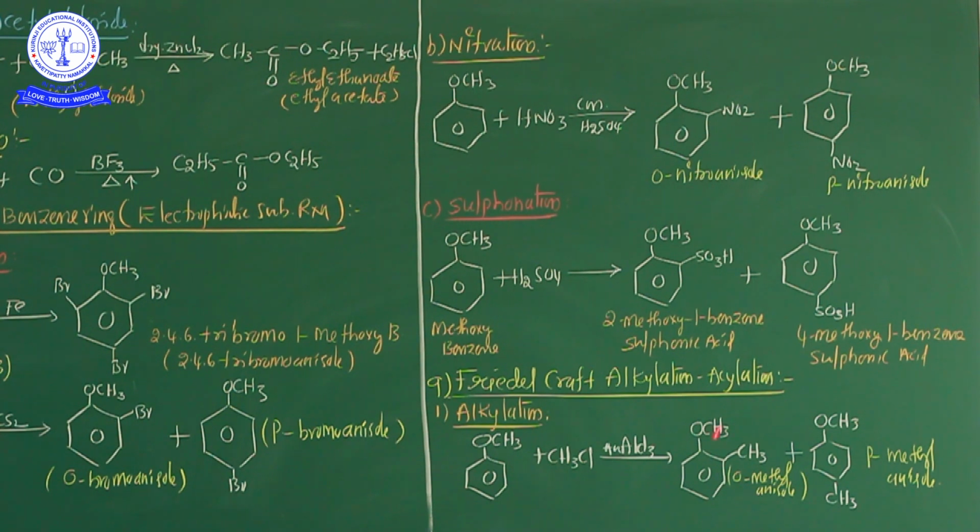Ortho-methyl anisole is formed, and additionally para-methyl anisole is formed. This is the Friedel-Crafts alkylation and acylation, important from the 1-mark and 2-mark point of view.